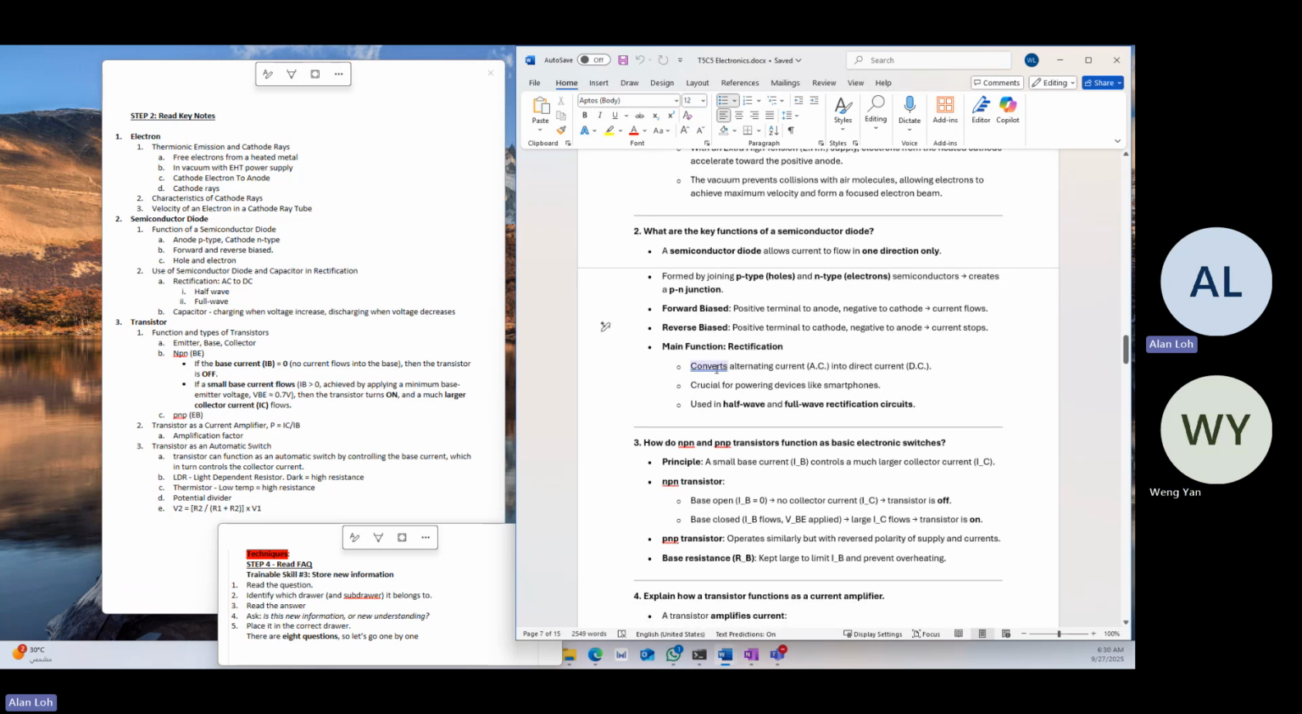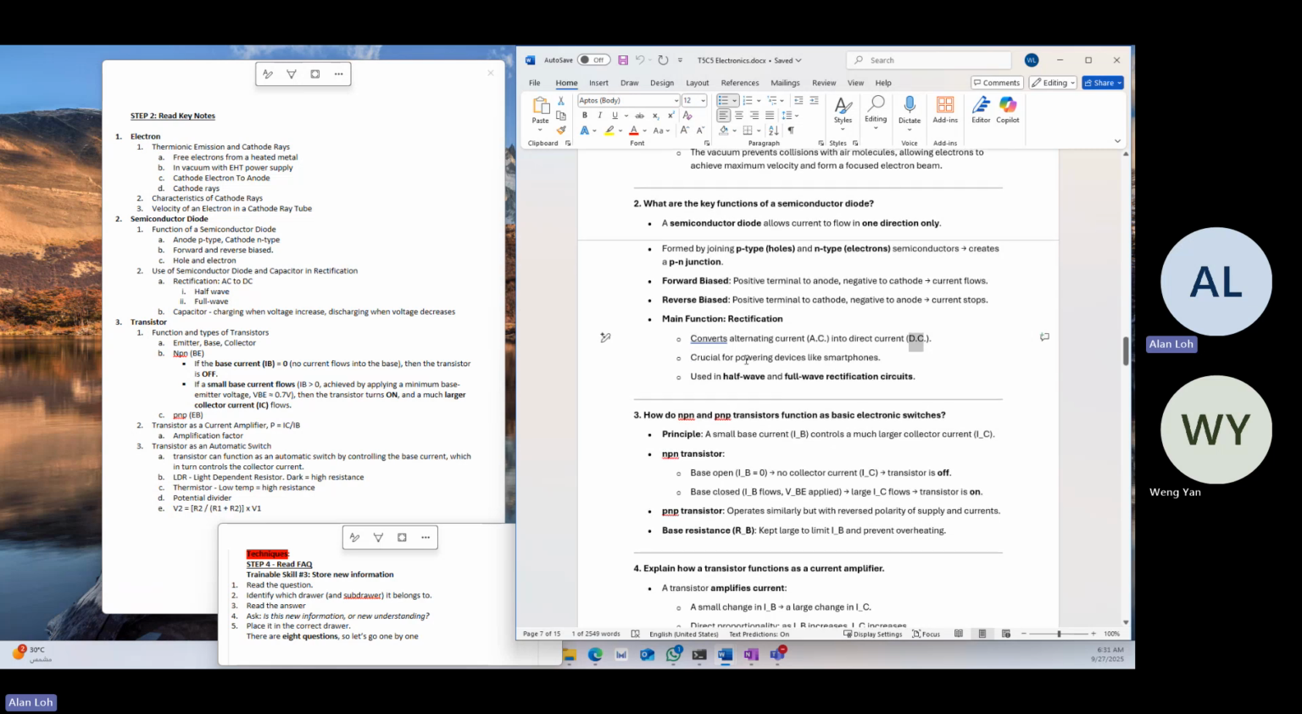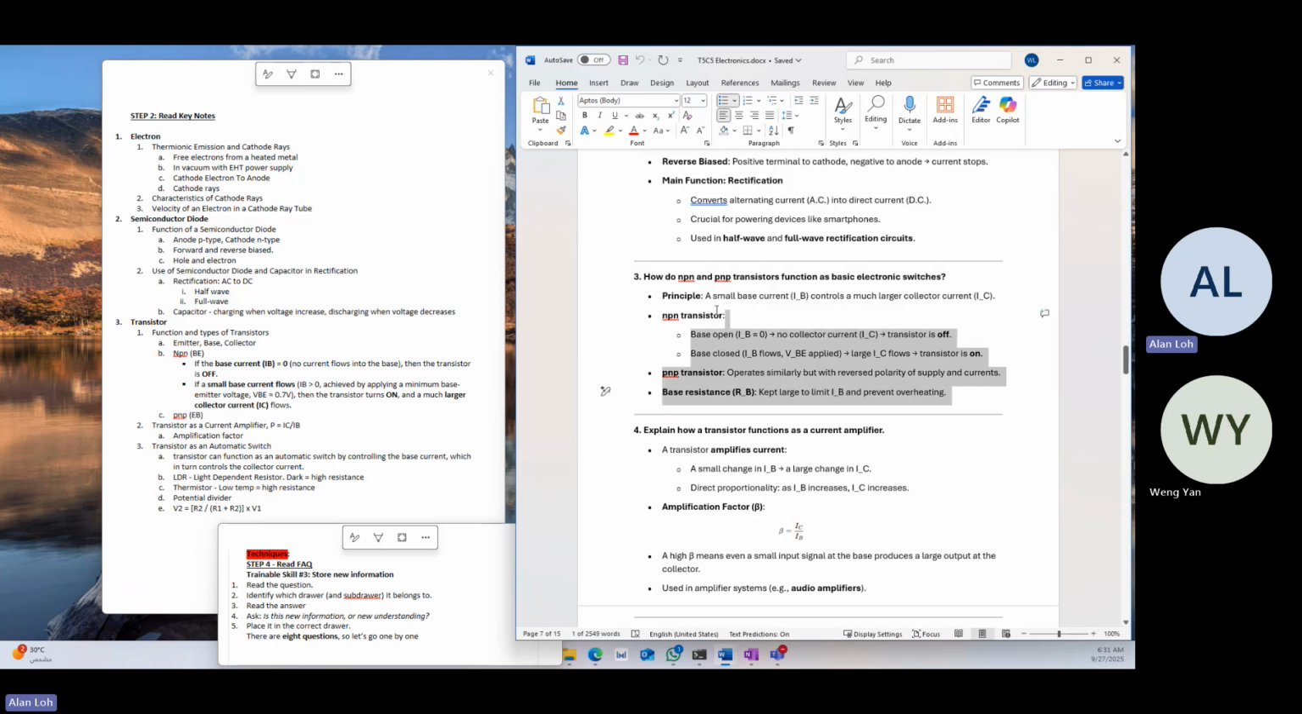This one you have to understand, because it comes up quite a few times already. It is converting AC into DC. The smartphones you are holding next to you now cannot be powered by AC, so they have to use DC. The electricity coming out from your house is all AC. So that's how they are able to convert AC to DC to charge your phone. Let's go to number 3.